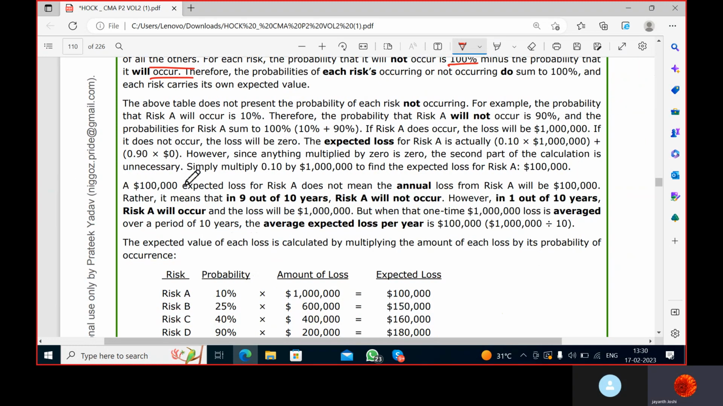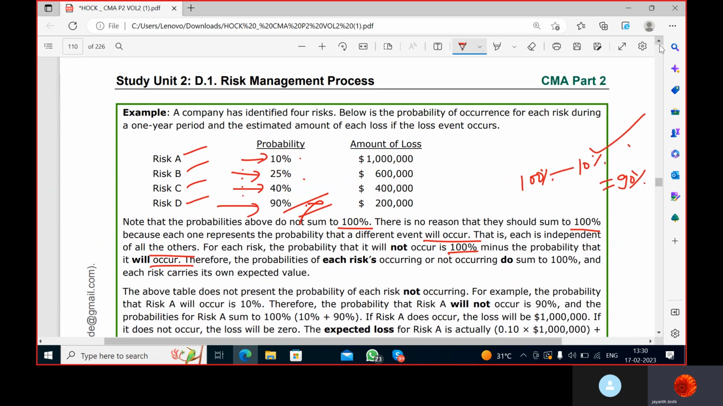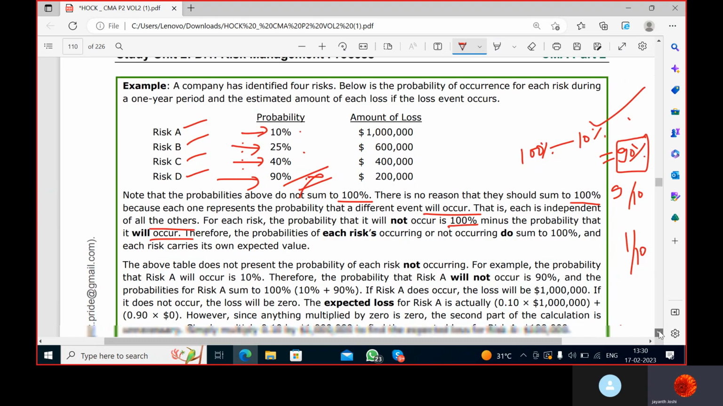So a 1 lakh expected loss for risk A does not mean the annual loss from risk A will be 1 lakh. Rather, it means that in 9 out of 10 years, risk A will not occur. That means if I know that not occurring is 90%, 9 out of 10 times it will not occur. That means 1 out of 10 times it will occur.